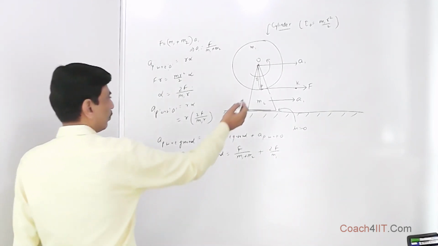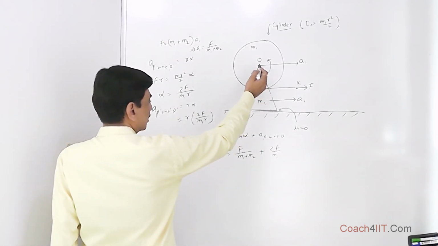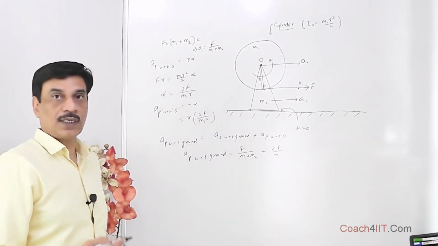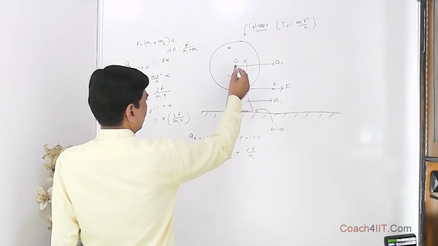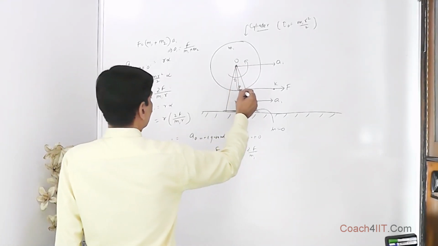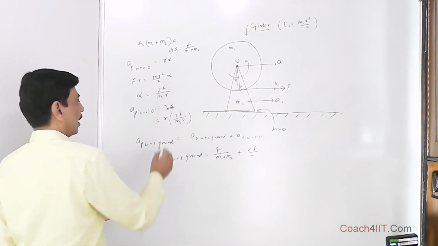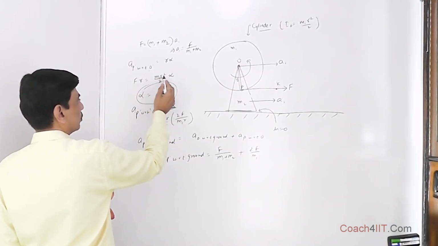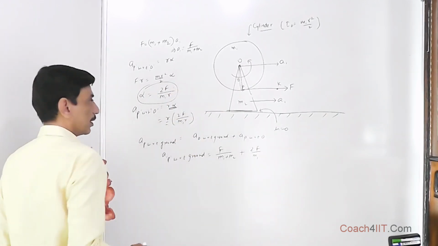Now the acceleration of point P with respect to point O, obviously A is equal to r alpha, where A stands for tangential acceleration. A tangential of this is going to be equal to r alpha. r is this, and alpha we have found over here, from F into r equal to I into alpha for this. So it comes over here.